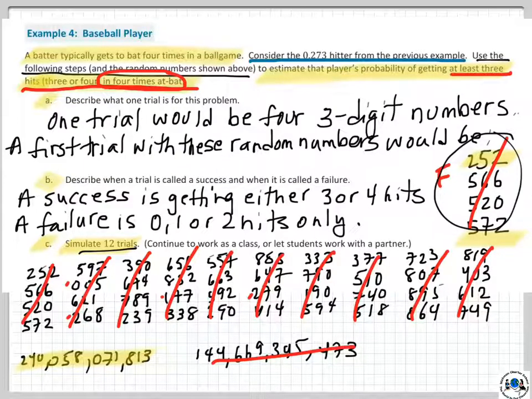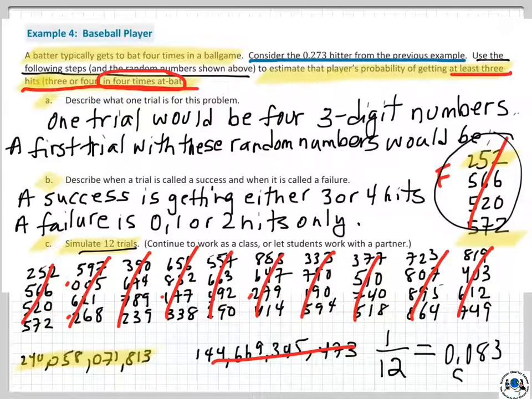Okay, so what I calculate here is 1, 2, 3, 4, 5, 6, 7, 8, 9, 10, 11, 12. So out of these 12 trials, there was only 1 that was a success. Okay, 1 out of 12, and let's go ahead and figure that out. I should know this by now. Hold on one second. And that is 0.083. Okay, so not a great probability.